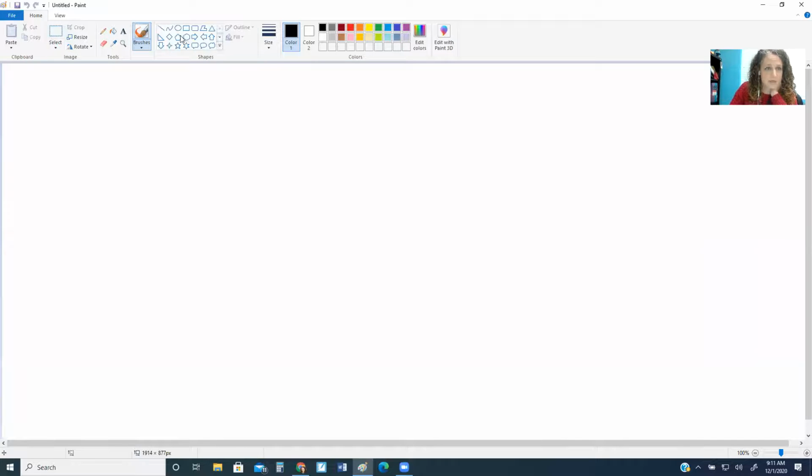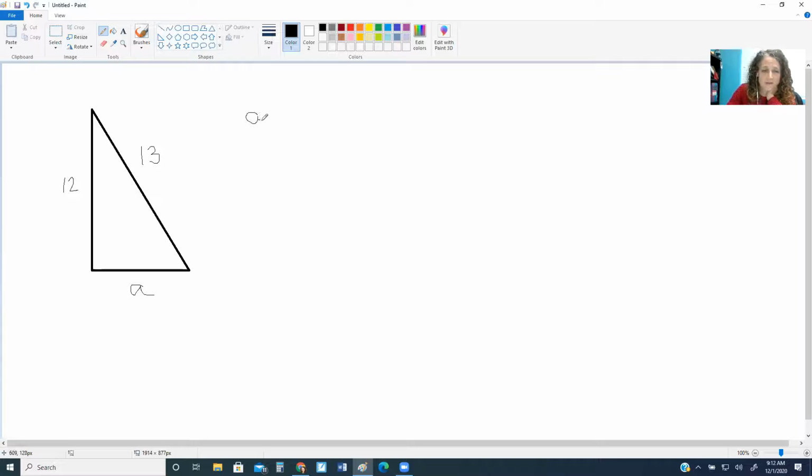Okay, I'm going to draw a triangle, and then I'm just going to write. So let's say the same numbers. This is a, this is 12, and this is 13. Can we figure it out? We know the Pythagorean theorem is a squared plus b squared equals c squared, right?